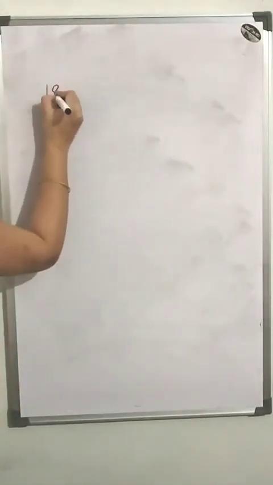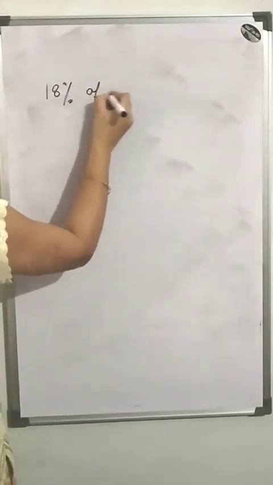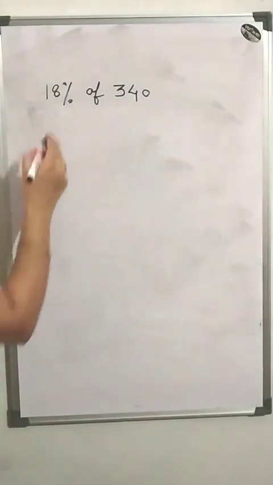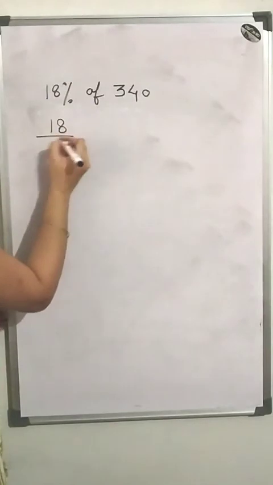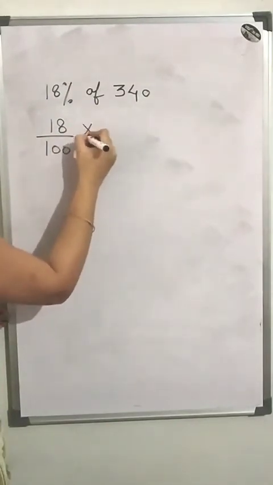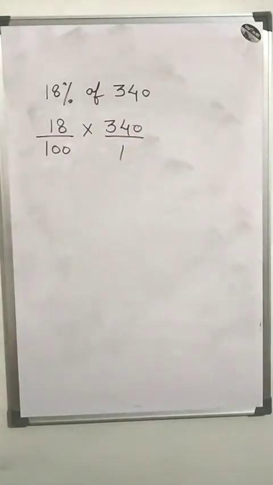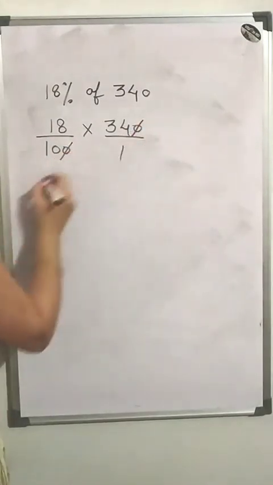Suppose we have a question that is 18% of 340. Then how do we find 18% of 340? The first thing is that we convert the percentage into a fraction. Then how do we remove the percentage symbol from here? As I explained just now, remove it by dividing by 100. Of means multiplication, and write down 340 here, and nothing is here, so we can write 1 here. Can we cut them? Yes, we can cut them.